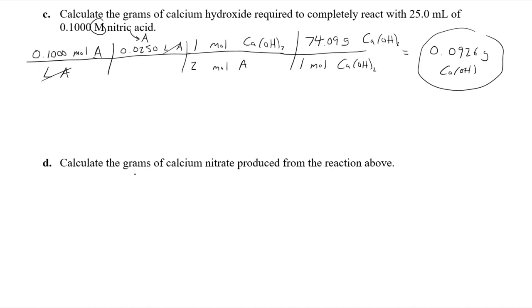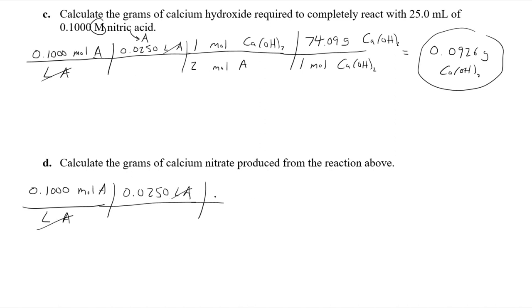The next one says, calculate the grams of calcium nitrate produced from the reaction above. Well, that's easy enough. I'll just start with the same material that I had, which was that number, that 25 mils of the 0.1 molar acid. So I'll start with that. You could have also started with your final answer, that calcium hydroxide, and you would have been just fine. Doesn't matter. Got that. And again, we're going to say we have 0.0250 liters of acid. That means the liters cancel.